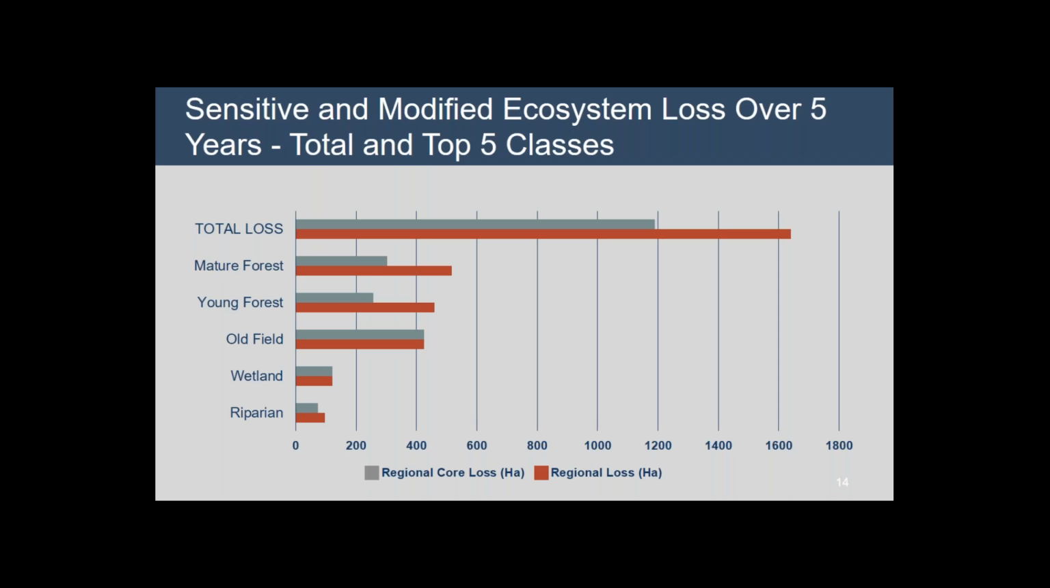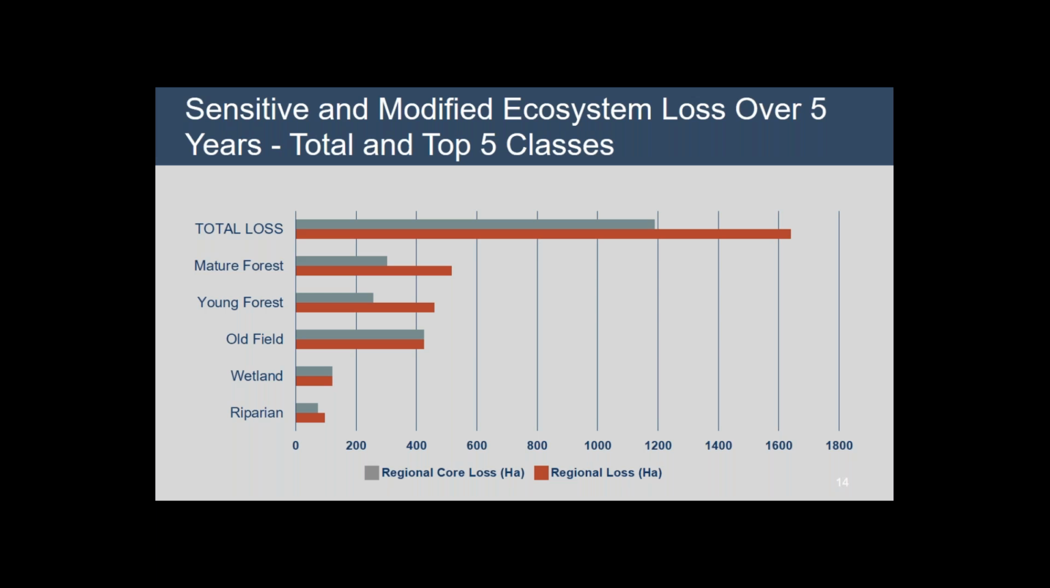So presented here are a summary of the overall results. The graph shows the total loss for sensitive and modified ecosystems at the top, followed by the 5 classes with the greatest losses. So mature forest, young forest, old field, wetland, and riparian. The red bar shows losses for the region, and the grey shows losses within the regional core. And total losses for the region were just over 1,600 hectares. So that means that we've lost about 1% of the region's sensitive and modified ecosystems over the last 5 years.